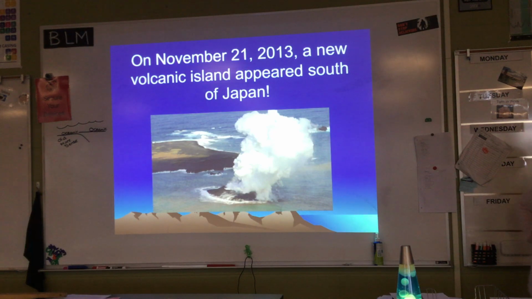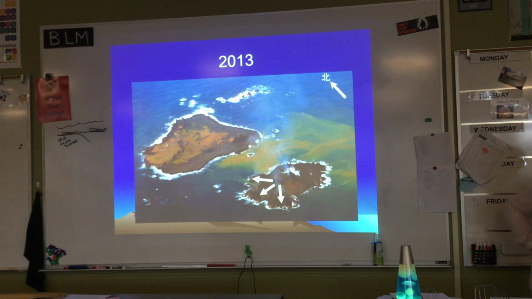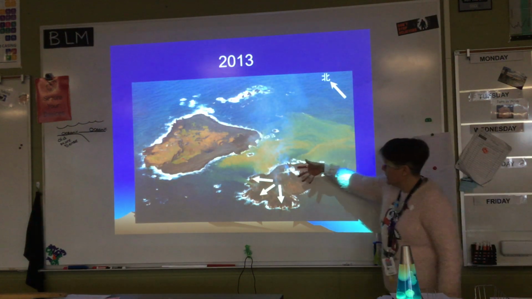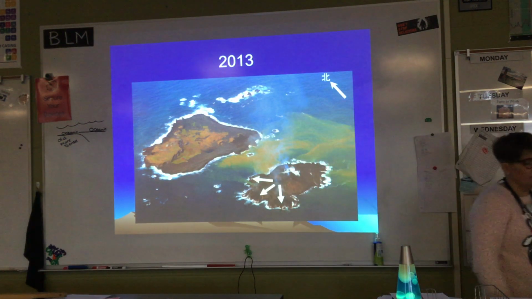On November 22nd, 2013, a new volcanic island appeared south of Japan, and we're going to watch it grow. So this was 2013, where it just kind of poked its head above the water. So imagine how large it is under the water. There were 5.3 million cubic feet of lava that came out every day. Ships have to stay about 3 miles away from the island. And in 2013, this is where it was growing, and it was kind of moving out in that direction.